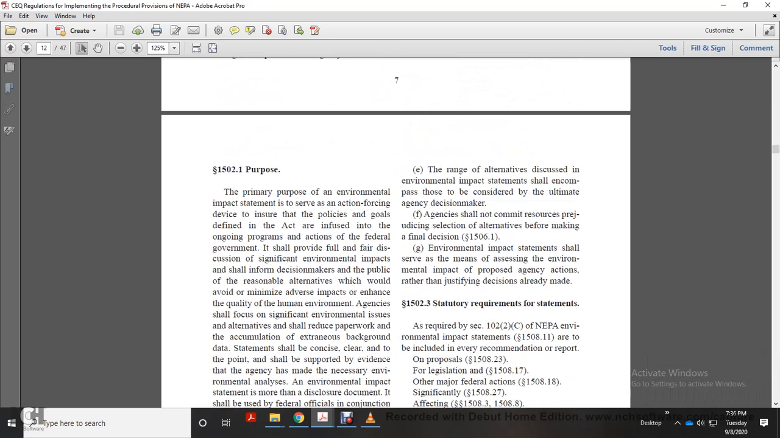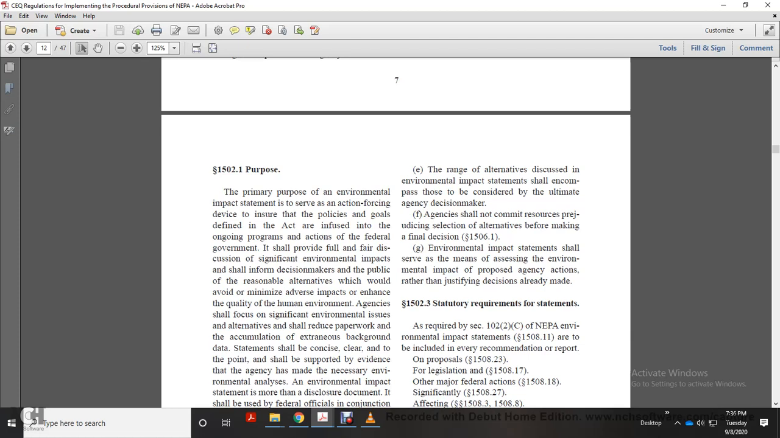1502.1 Purpose. The purpose of the environmental impact statement is to serve as an action-forcing device, ensuring that the policy and goals defined in the Act are infused into the ongoing programs and actions of the federal government. It shall provide full and fair discussion of significant environmental impacts and shall inform decision makers and the public of reasonable alternatives which would avoid or minimize adverse impacts or enhance the quality of the human environment.